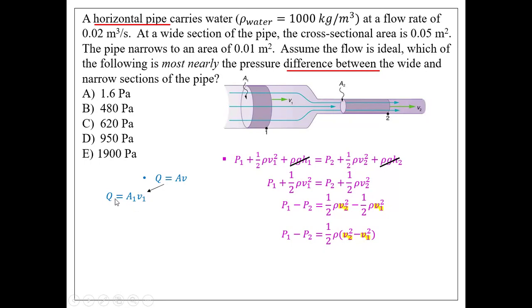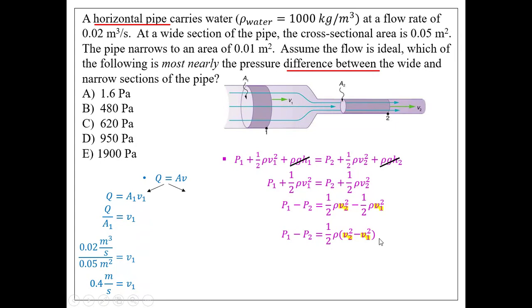Alright, other than that, I can say Q is equal to A1 times V1. Well, I need to find V1, so I need to divide both sides by A1. Q is given as 0.02 meters cubed per second. The area for A1 is given here in the wording. It says the cross-section area is 0.05 meters squared. Once again, the area is already given, so we don't have to do any extra work here. If you simplify this on your calculator, you'll get 0.4 meters per second. So that's V1. We're one variable down.